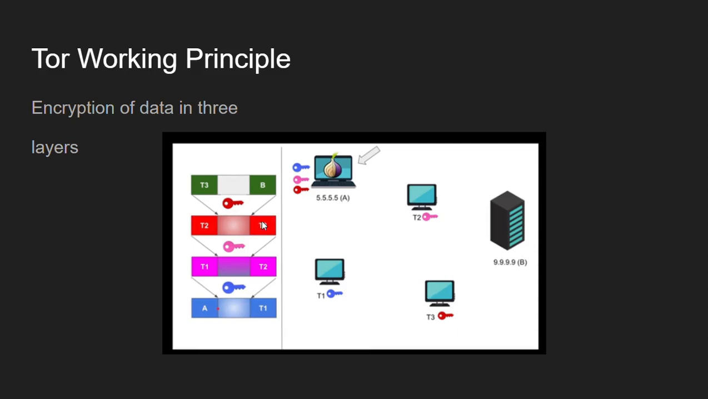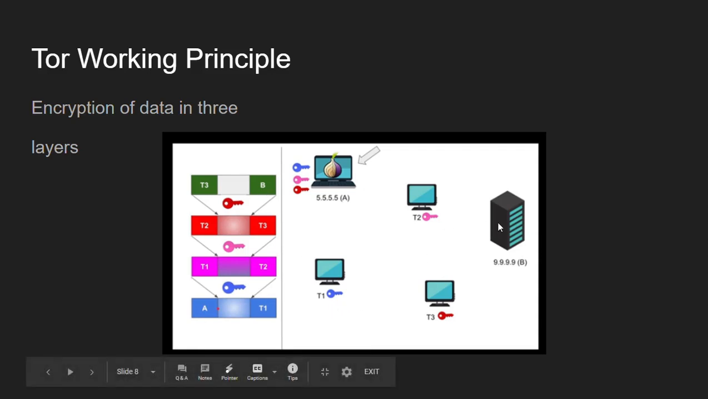When T3 receives this packet, it will decrypt this packet and it will receive the first packet, the green one. On receiving this, it will see that this packet has to be sent to the server. It does not know if it's a server or what. It will see that it needs to be sent to the IP address B. So it will send the packet to the IP address B.